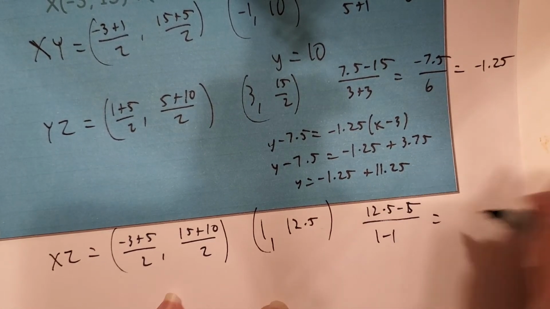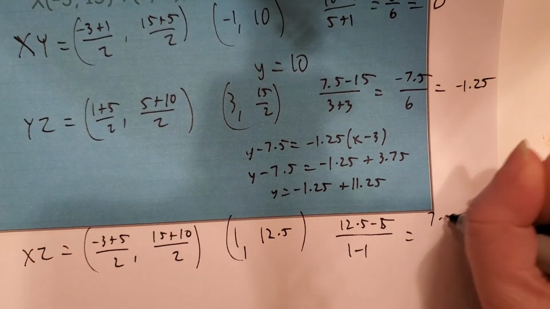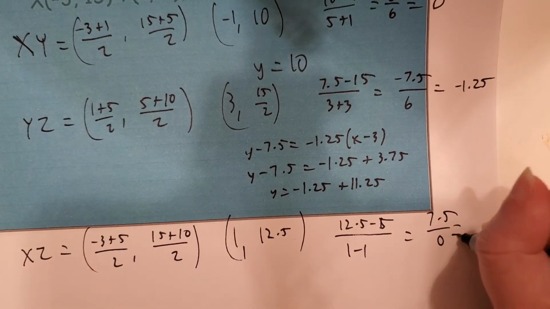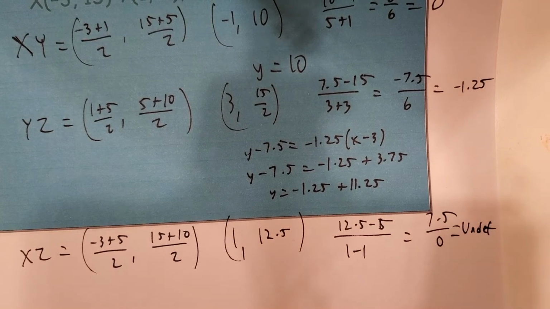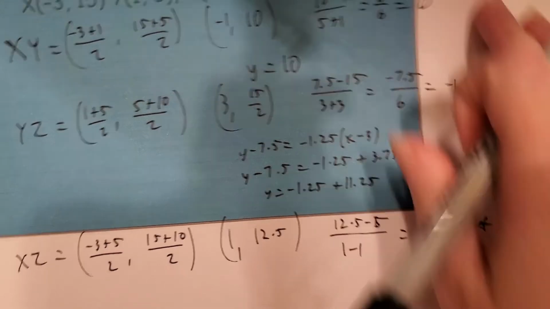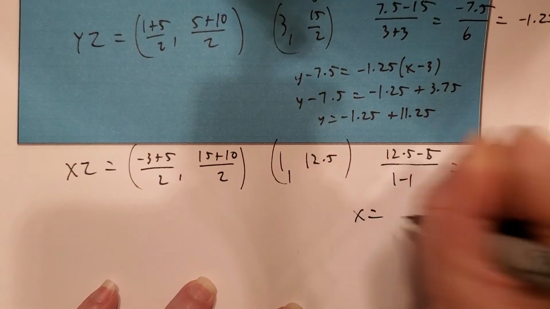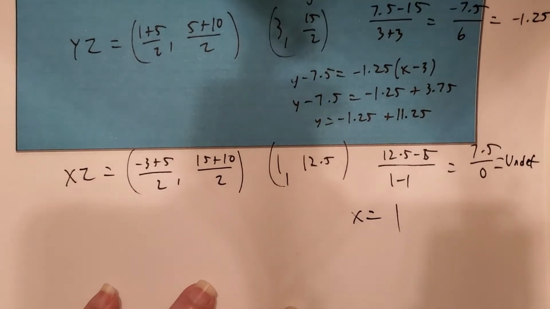Sweet. Okay, because what happens is, as I think you can already tell, this is 7.5 over 0, which is an undefined slope. Yay. That means it's a special case. So this is the other part of the Hooy-Vux. Vertical lines have an undefined slope and their equations are x equals. So x equals 1. All right.